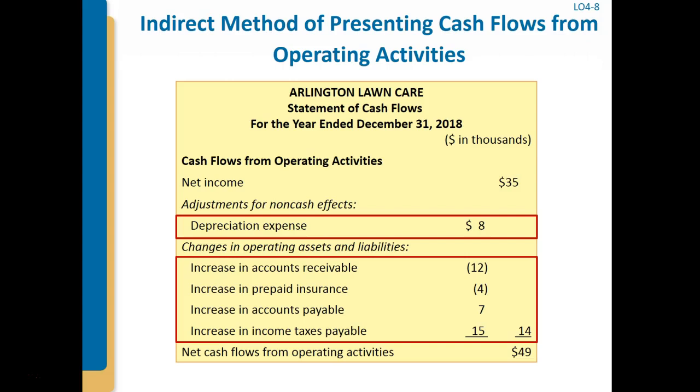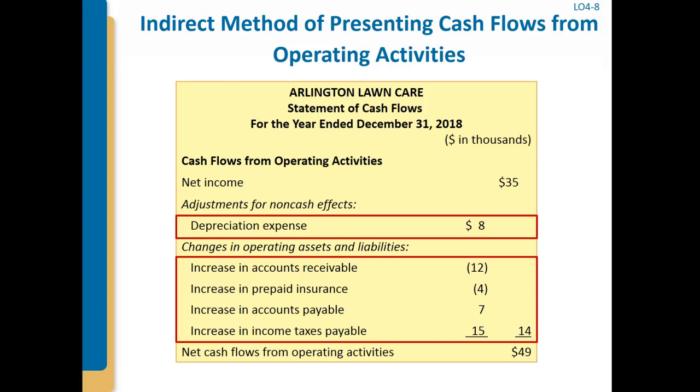We also include adjustments for the changes in prepaid insurance, accounts payable, and income tax payable to adjust net income to reflect cash payments rather than expenses incurred. For prepaid insurance, because insurance expense in the income statement was less than the cash paid for insurance, we need to subtract the difference, which equals the increase in prepaid insurance. If this asset had decreased, we would have added rather than subtracted the change.